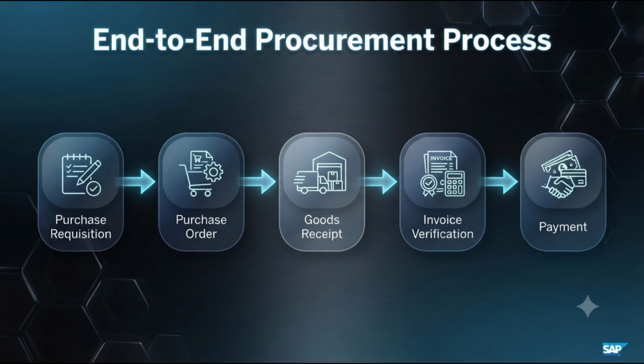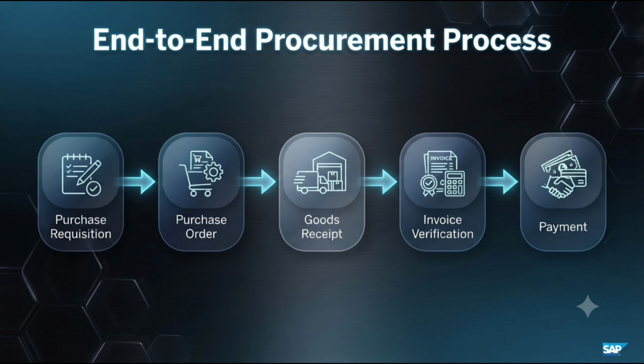The end-to-end procurement process in SAP MM follows a logical sequence. It starts when a department raises a purchase requisition for materials or services. The purchasing team converts this into a purchase order and sends it to the vendor. When goods arrive, a goods receipt is posted, which updates inventory and creates accounting entries. Later, the vendor invoice is verified against the purchase order and goods receipt.